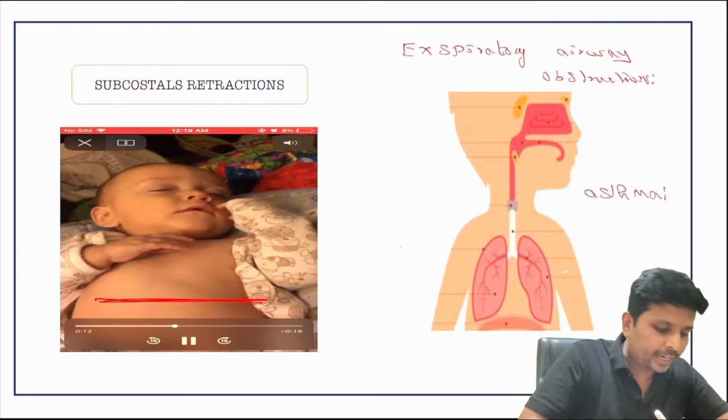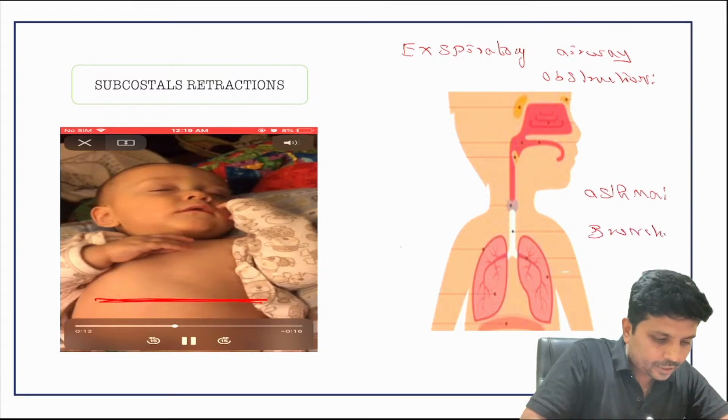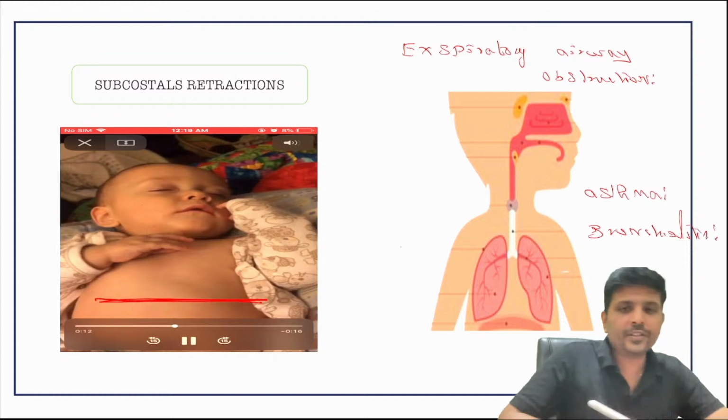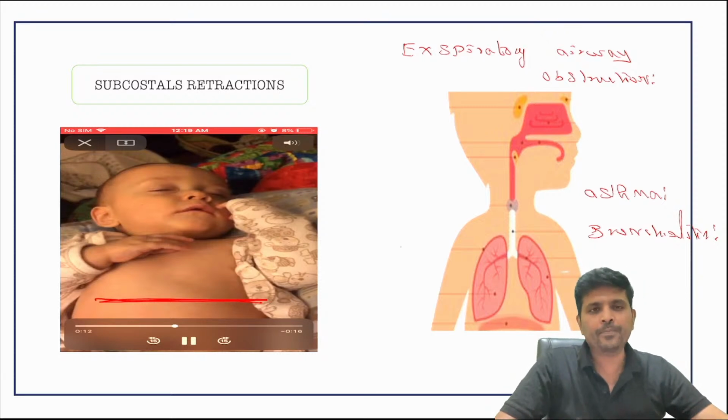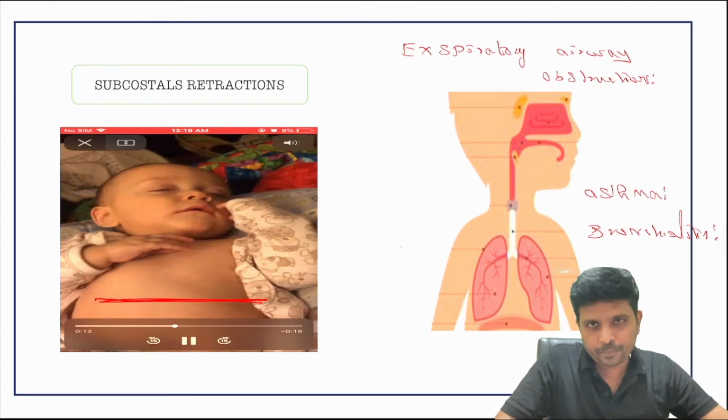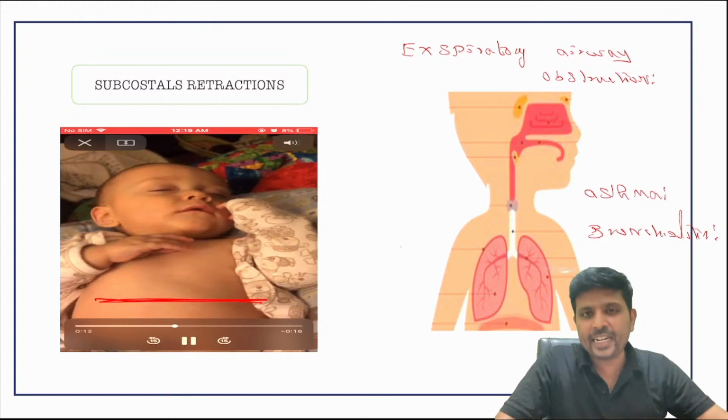It can also occur in a condition called bronchiolitis, wheezing. The first episode of wheeze is called bronchiolitis. The recurrent wheeze in a child more than 6 years is called asthma. So subcostal retractions mean expiratory airway obstruction. In older children we call it asthma. In younger children the first episode of wheeze is due to bronchiolitis, produced by viruses, most often respiratory syncytial virus.